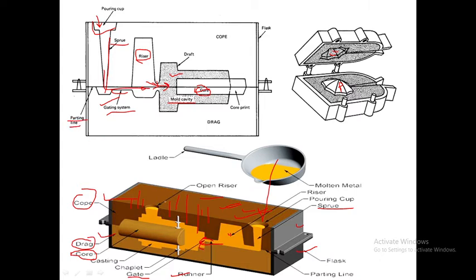Parting line is the interface between the cope and drag hulls of the mold, flask or pattern. It is also sometimes called the parting surface. What it does is act as the interface between the cope and the drag hulls of the mold, flask or pattern.